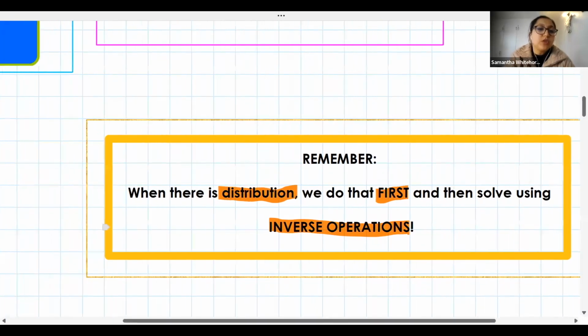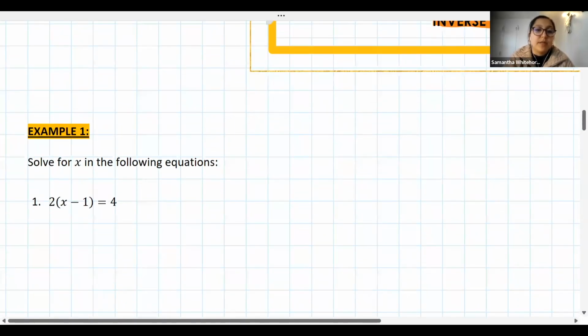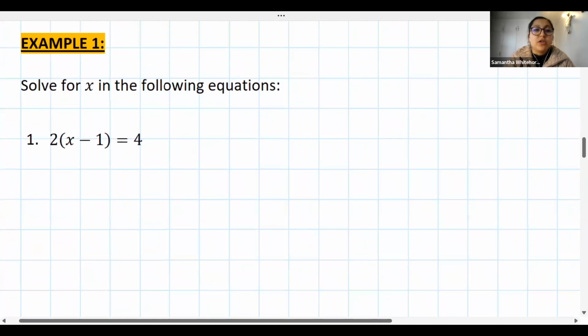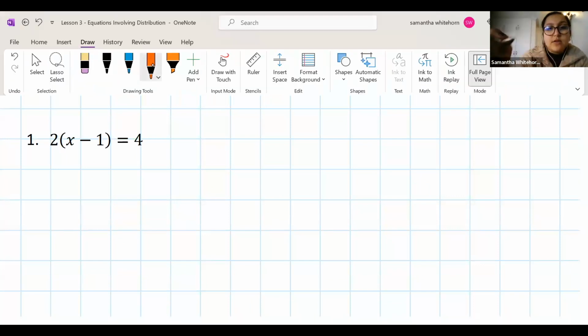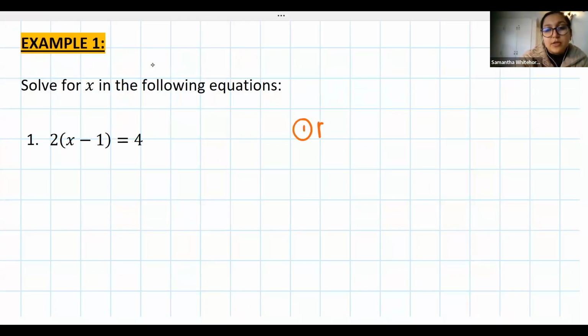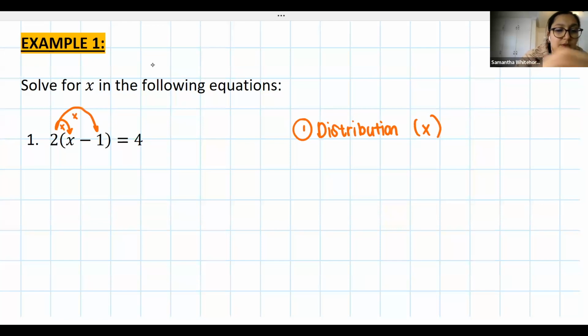Okay, so let's have a look at some examples. And here we've got example 1 where we've got 2 times x minus 1 plus 4. So based on what I have just said, the very, very first thing that we do is we deal with this distribution. Now, grade 8s, remember, distribution implies a multiplication operation. So that means I need to take this 2 and multiply it with the x, and multiply it with the negative 1.